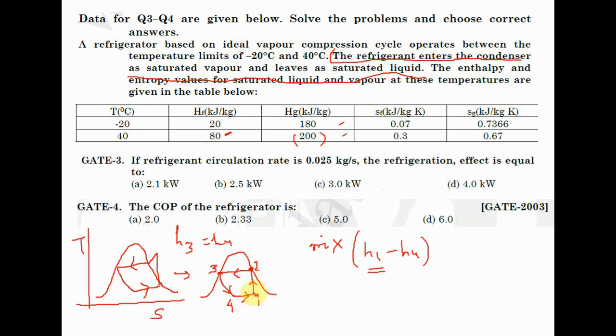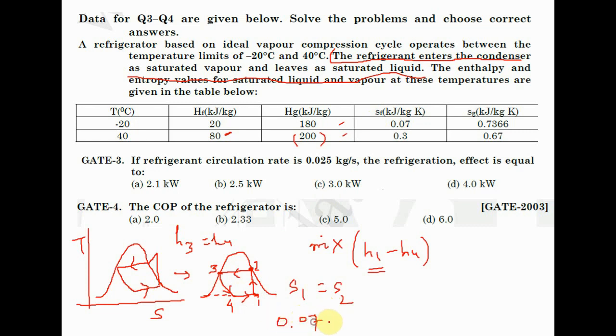So let's see. We know that in the ideal condition it is isentropic compression in the compressor from 1 to 2. So we can assume S1 equals S2. So the S1 value will be equal to SF, that is the saturated fluid entropy, which is equal to 0.07 at minus 20, because we are dealing with the minus 20 degree Celsius evaporator temperature line.